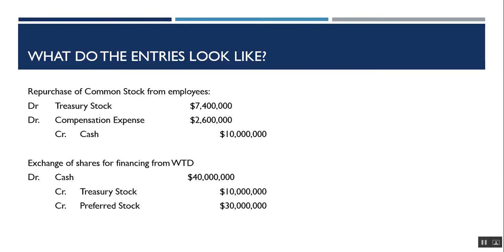Separately, they exchanged shares of preferred stock and common stock for financing from WTD. So they received $40 million in cash from WTD, and in exchange they issued their treasury stock in the form of common stock shares of $10 million, and then they also issued preferred stock of $30 million. So these are the entries that occurred for this transaction.